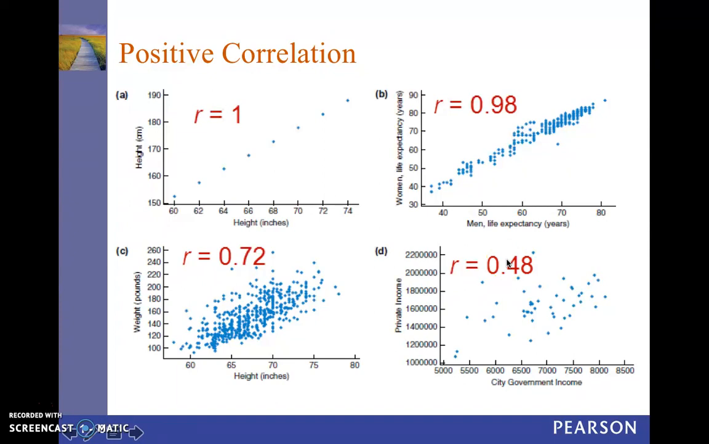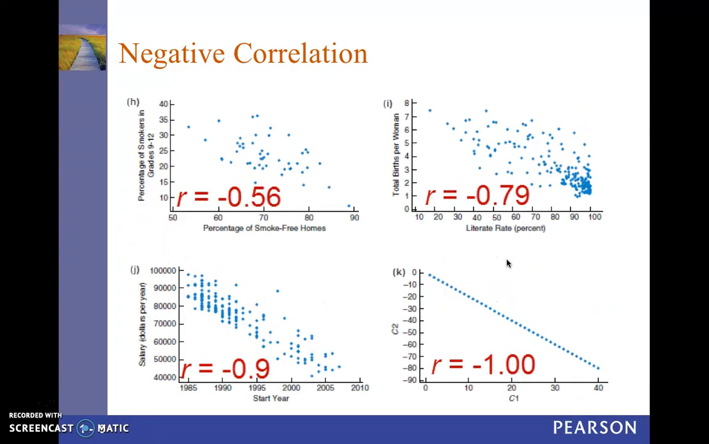Let's look at some examples of negative correlations. And so here we have the percentage of smoke-free homes on the x-axis by the percentage of smokers that are in basically high school. Okay, and notice there's a negative trend. The lower the percentage of smoke-free homes, the more likely there are going to be smokers in those high schools. So as the percentage of smoke-free homes goes down, the percentage of kids smoking in high school goes up.